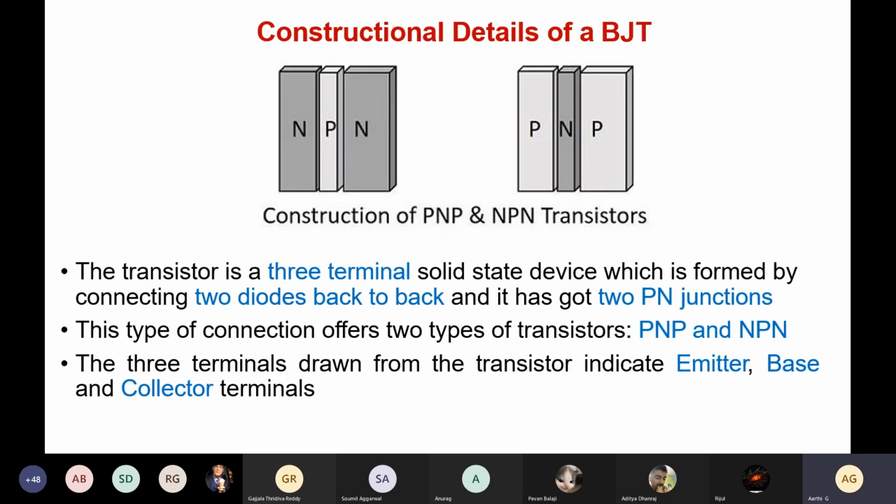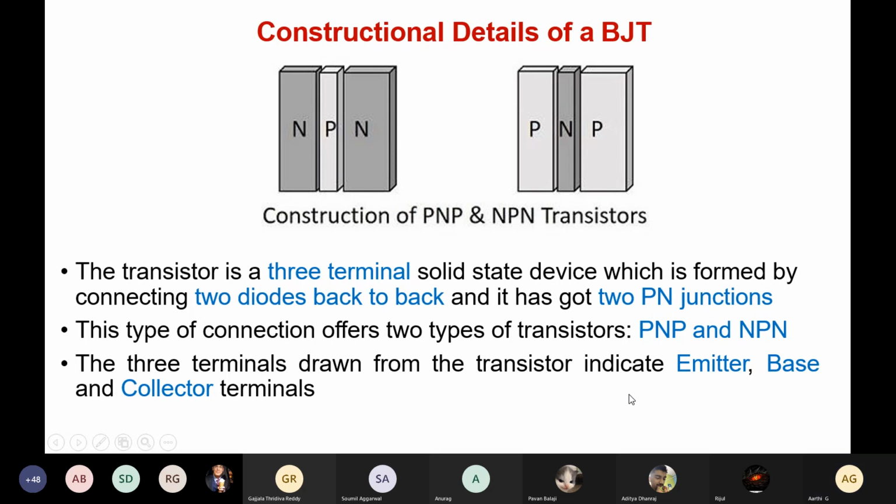The BJT analysis. This is the basic construction. We have NPN type and PNP transistors. The transistor is a three-terminal solid-state device formed by connecting two diodes back to back, and it has two PN junctions. This type of connection offers two types, PNP and NPN. The three terminals drawn from the transistor are the emitter, base, and collector terminals.